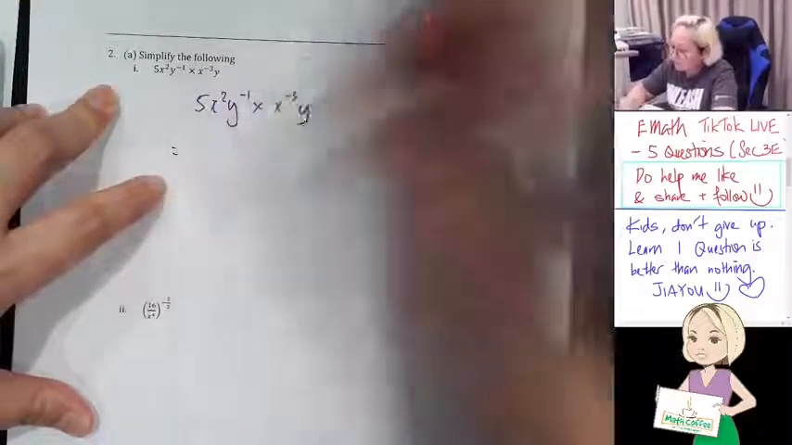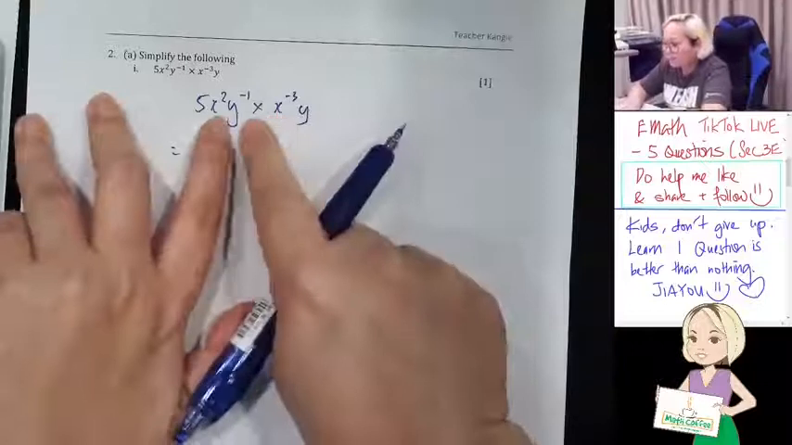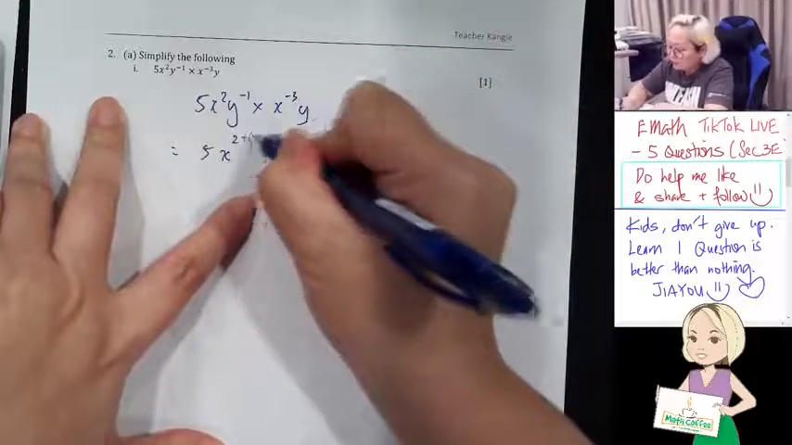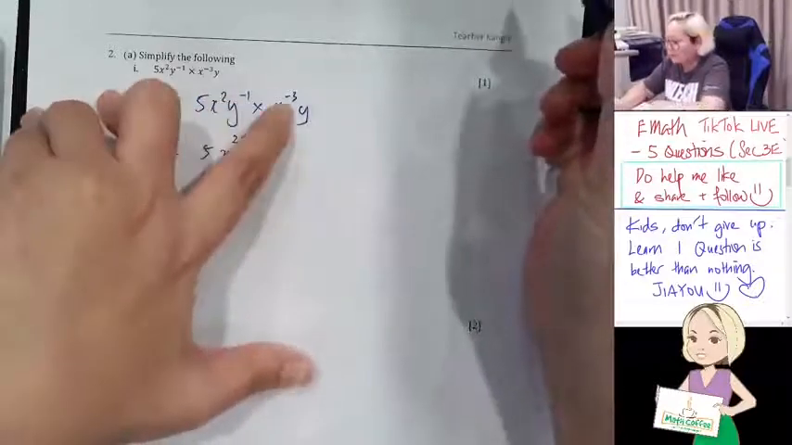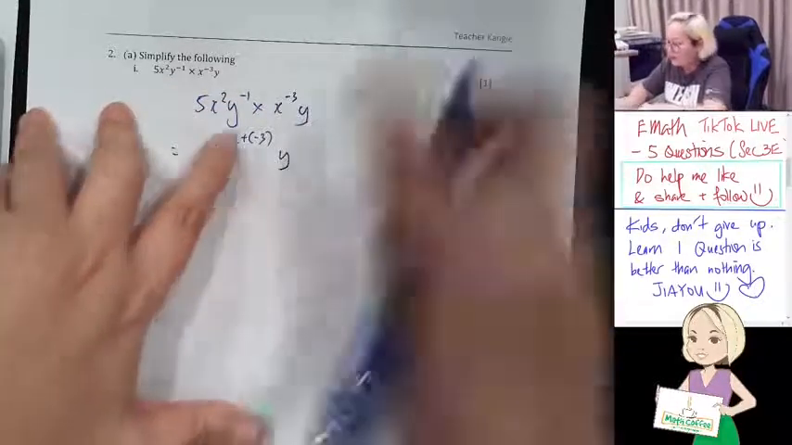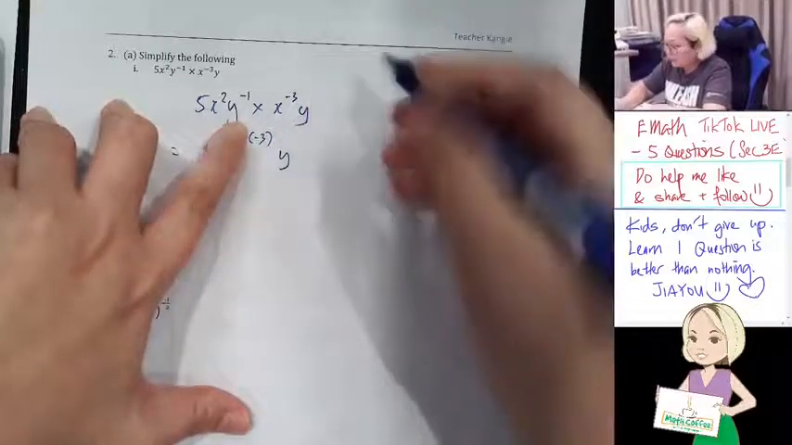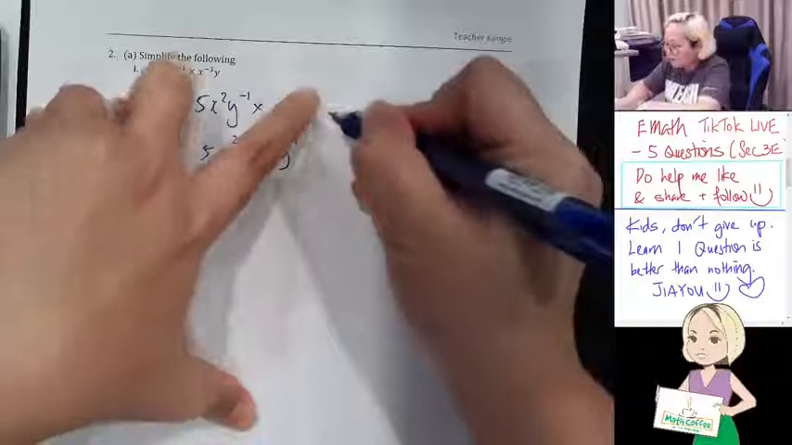So 5 times 1 is just 5. Okay, see, multiply same base, you add the power. So it will be x to the power of 2 plus minus 3, okay? 2 plus negative 3. And then after that, the y, same base, you multiply. So there's the invisible 1 here. So it will be minus 1 plus 1.